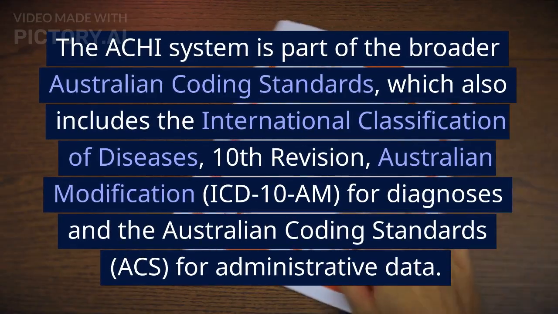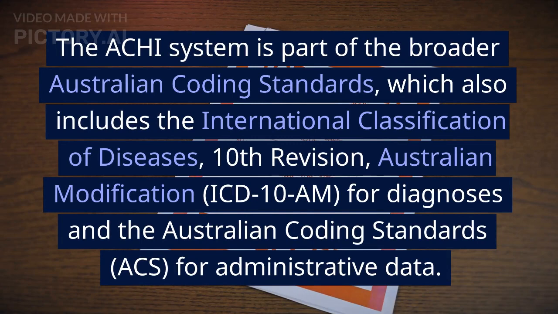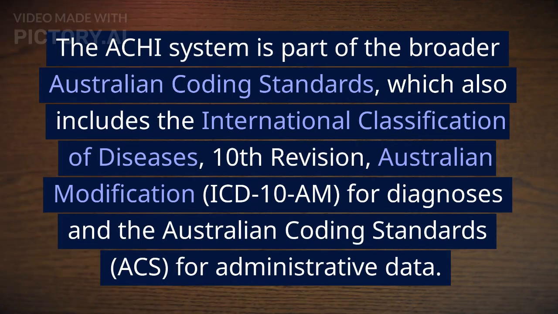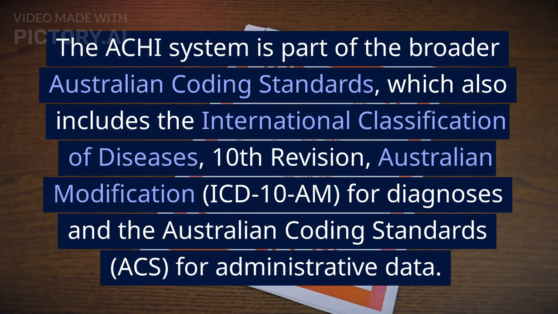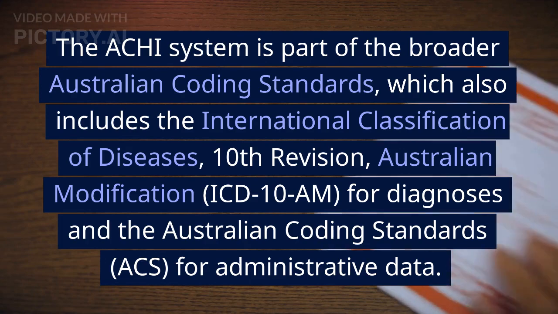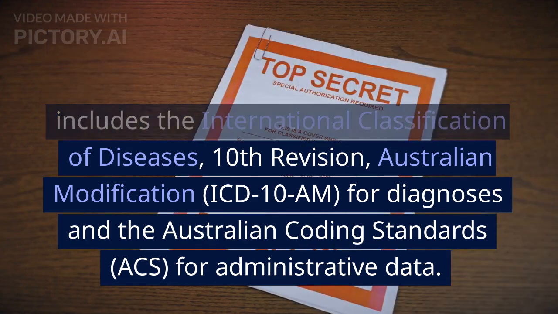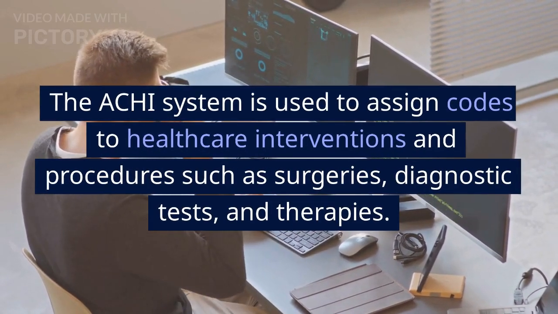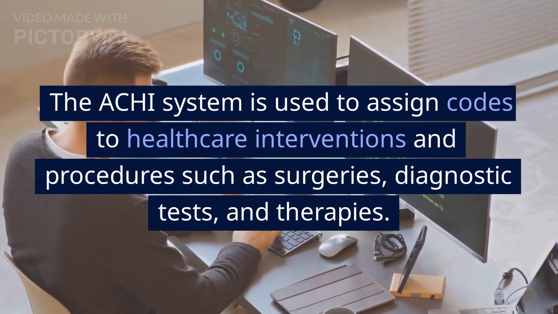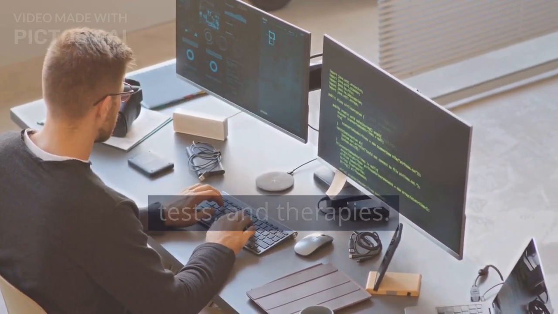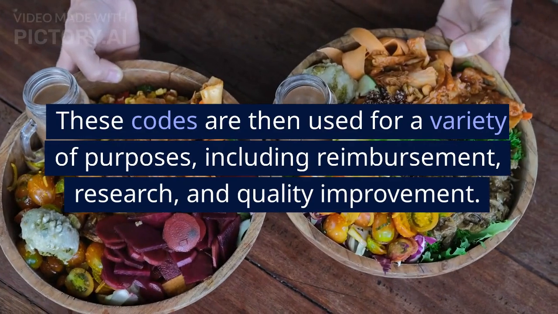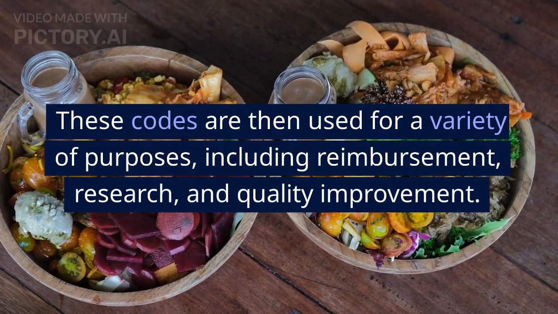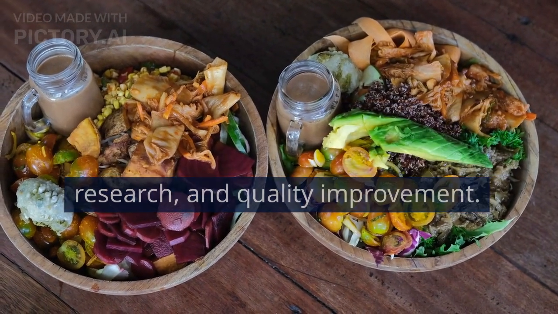The ACHI system is part of the broader Australian coding standards, which also includes the International Classification of Diseases, 10th revision, Australian modification, ICD 10AM, for diagnoses and the Australian Coding Standards, ACS, for administrative data. The ACHI system is used to assign codes to healthcare interventions and procedures such as surgeries, diagnostic tests, and therapies. These codes are then used for a variety of purposes, including reimbursement, research, and quality improvement.